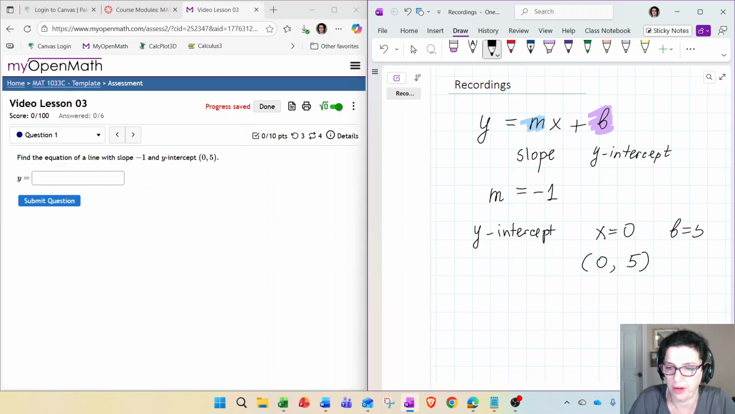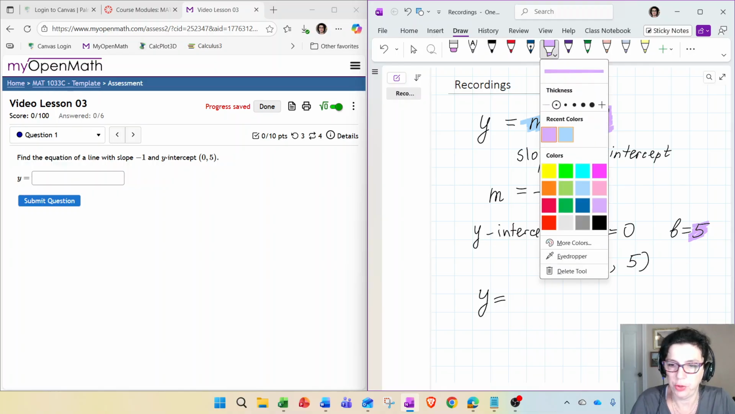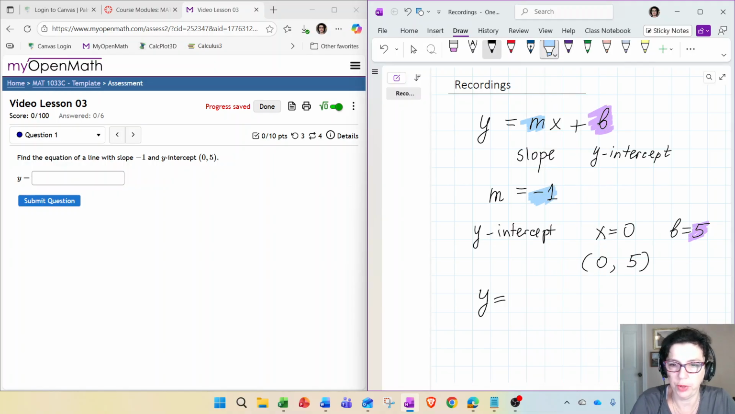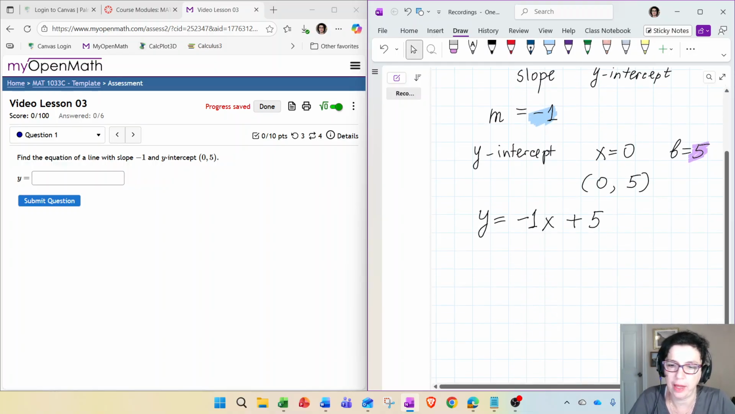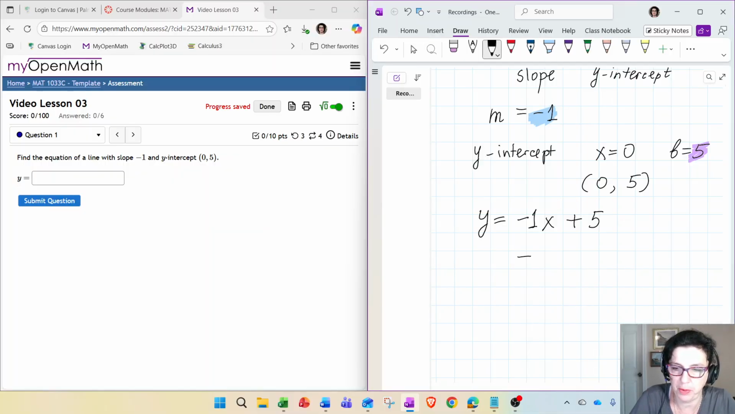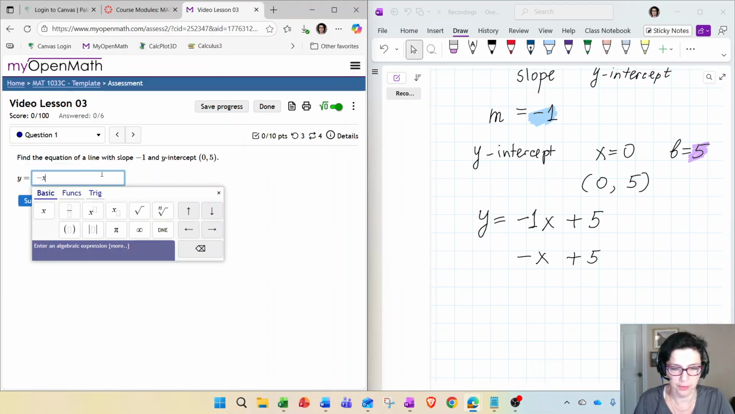So b equals 5. And now if you want to substitute that into the equation, for your b, you're going to insert 5, and for your m, you're going to insert -1. So what are you going to get? You're going to get -1x plus 5. Now, you can leave it like that, but usually in math, whenever we see -1x, we do not leave it like that. Multiplying by -1 is the same as switching the sign of the number. So this is going to be -x plus 5. And that's what I'm going to put right here: -x plus 5.